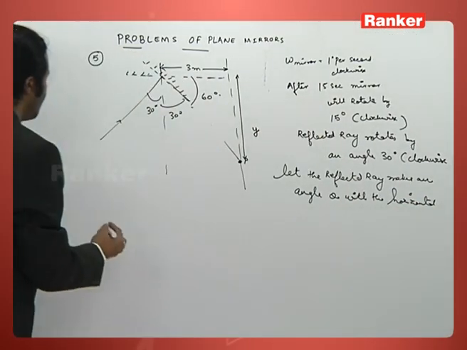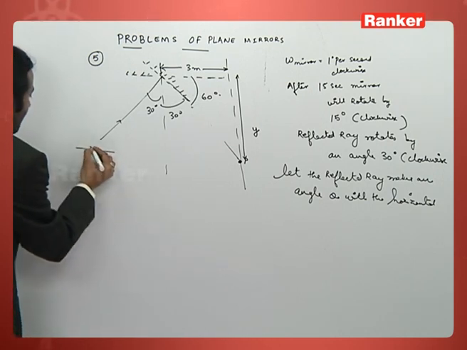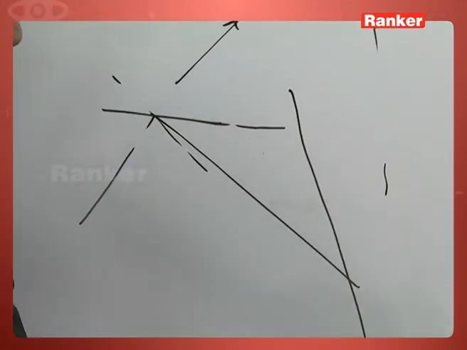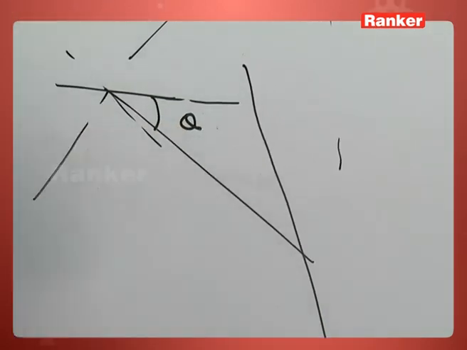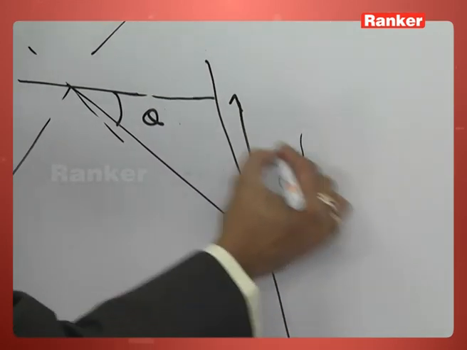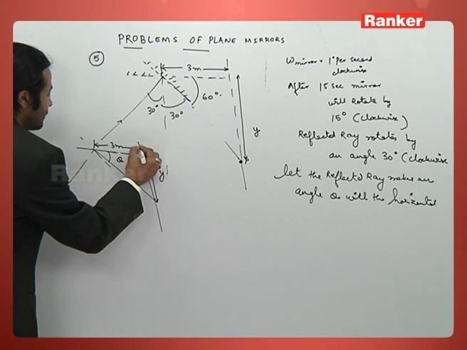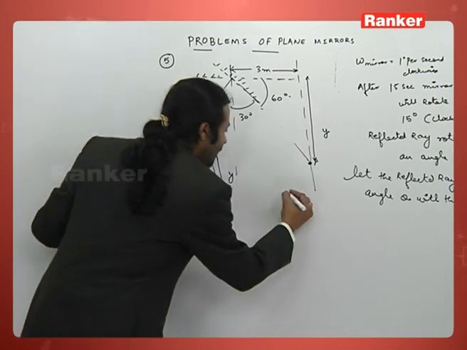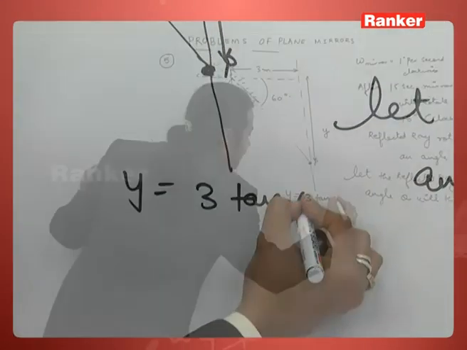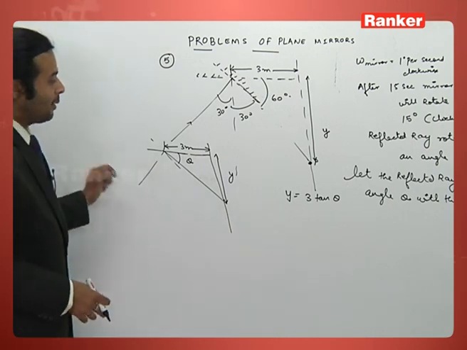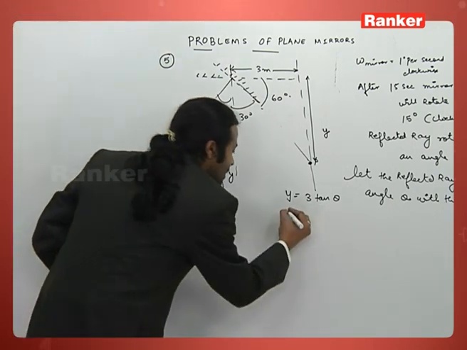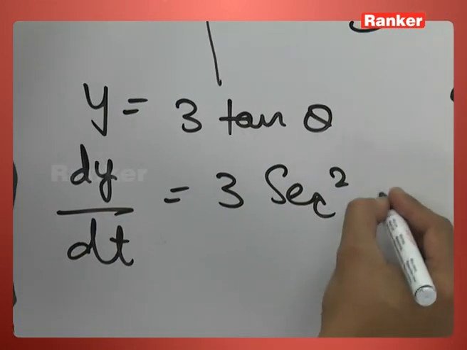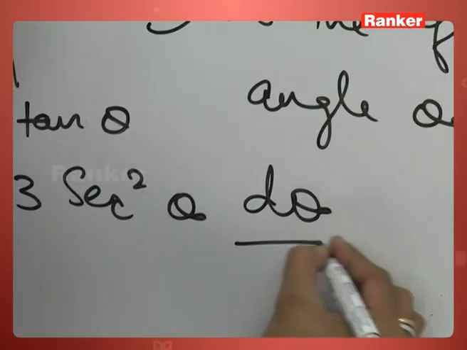So I write over here, this is 3 meter. Let us say it is making an angle theta with the horizontal. So I can write y is equal to 3 tan theta, because tan theta is equal to y by 3. So I differentiate this: dy by dt is equal to 3 into the derivative of tan theta, secant square theta into d theta by dt.